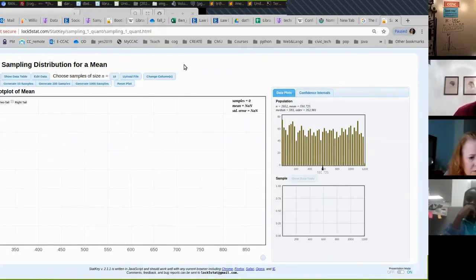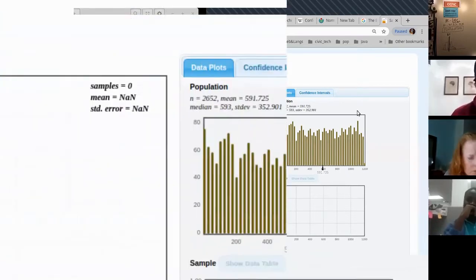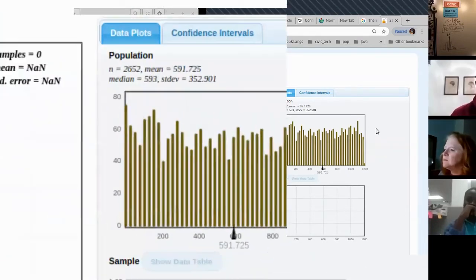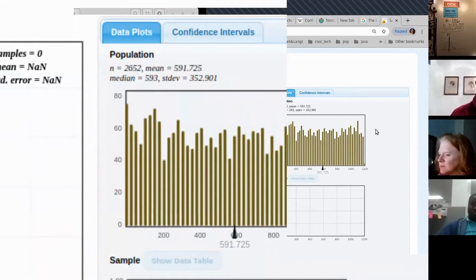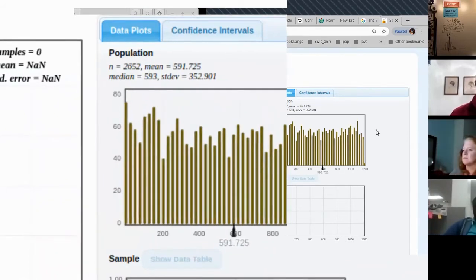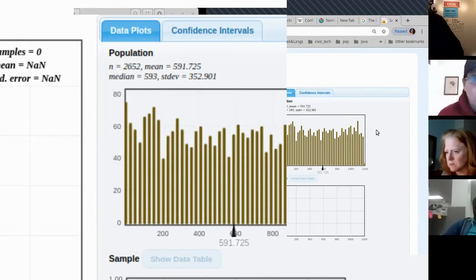Okay, excellent. So what I found was that the Library of Congress has in fact only 2,652 books with HC prefix. And when I sampled the entire population, I got a population mean of, we're going to round to the nearest page, 592 pages, okay?